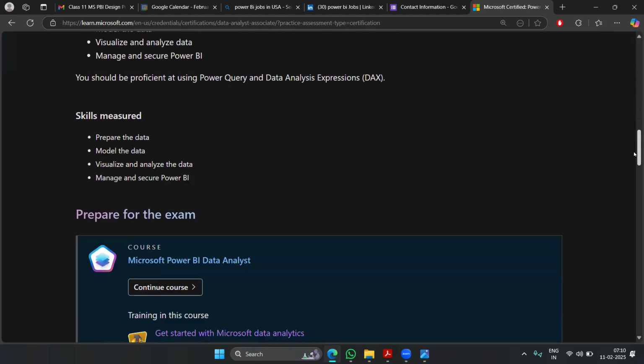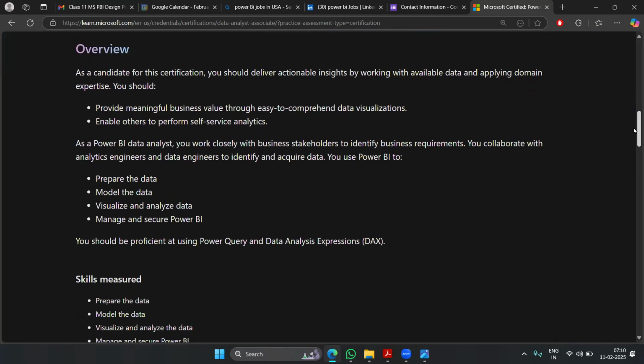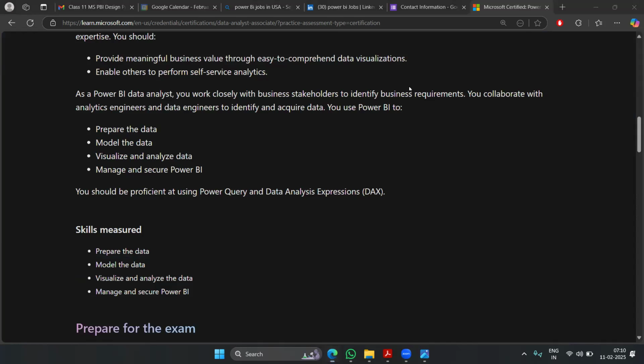And these are all the topics. The good thing with the certification is that we have practice papers. As a Power BI data analyst, you work closely with business stakeholders to identify business requirements. You use Power BI to prepare data, model data, which is data modeling, visualize and analyze data, and manage and secure Power BI. Managing and securing means how we use Power BI services and all those things.